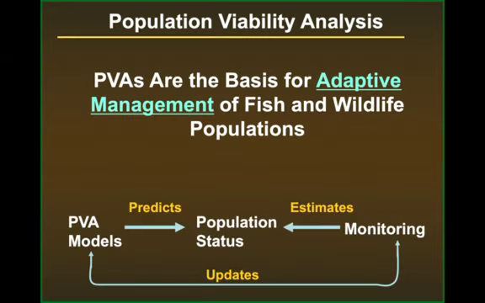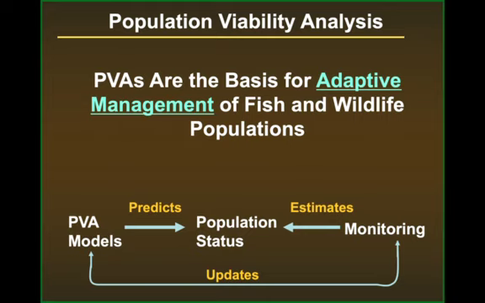Okay, so what I want to do is walk through a couple schematics that show you how population viability analyses work. PVAs are the basis for what we call adaptive management of fish and wildlife populations. And by adaptive management, what we're referring to is a repeated process where we collect data, build models, see how the models do, and improve the models, and repeat that.